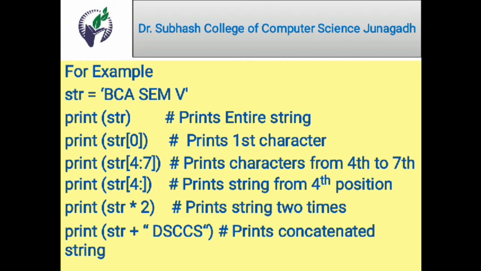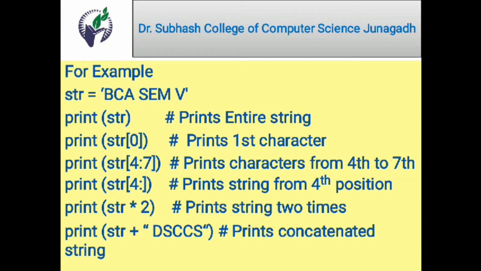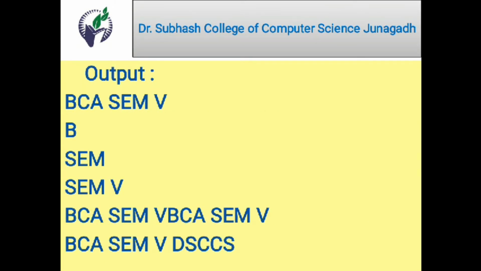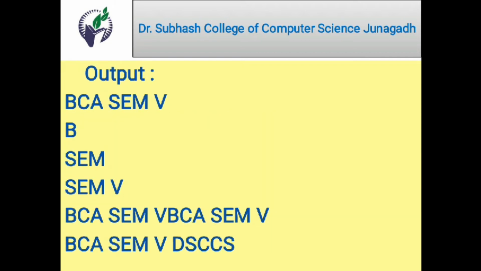Let's see the output of the script when we executed it. So here it is the output. BCA SEM5, that is the entire string. Let's get back. Here print str will print the entire string, that is this statement. Here the first character B is printed. As we have discussed, str[0], the string begins with 0, so it will print the first character of this string, that is B.